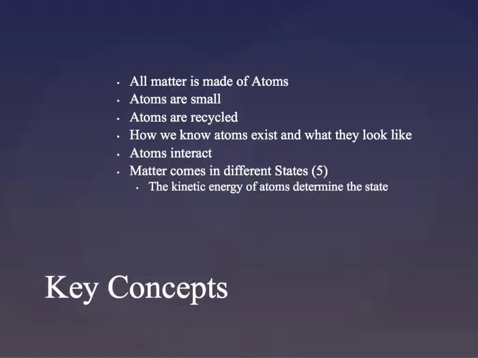All matter is made of atoms. Atoms are small. Atoms are recycled. We're going to talk about how we know that atoms exist and what they look like. We're going to talk about how atoms interact in order to create the matter around us. We're also going to talk about the fact that matter comes in different states. There are 5, as a matter of fact, and the kinetic energy of atoms determines the state.